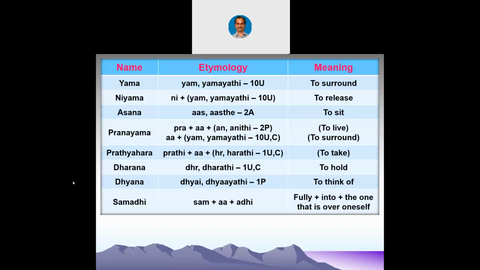So now you know the meaning of Yama, that is to surround, Niyama to release, Asana to sit, Dharana to hold, Dhyana to think of, Samadhi fully into the one that is over oneself. Now let us see the full meaning of Pranayama and Pratyahara.